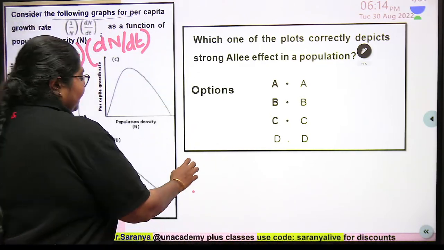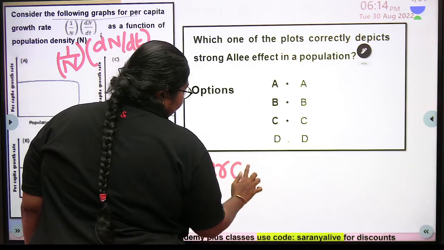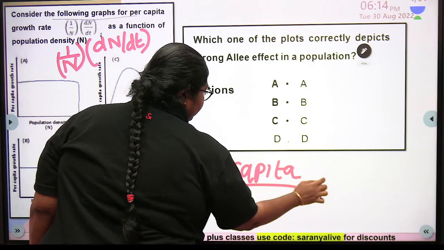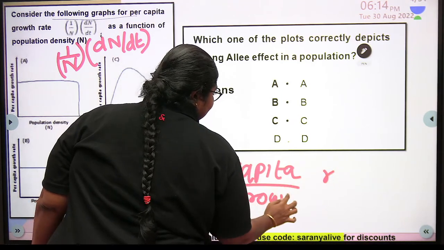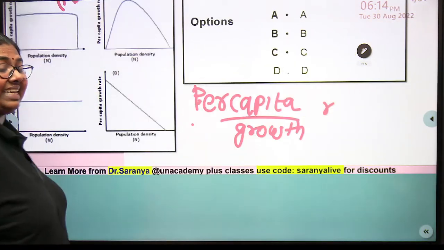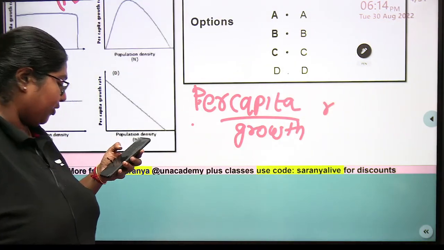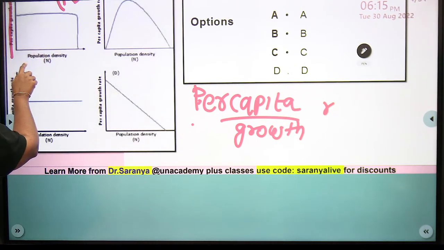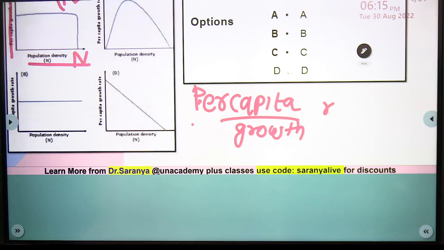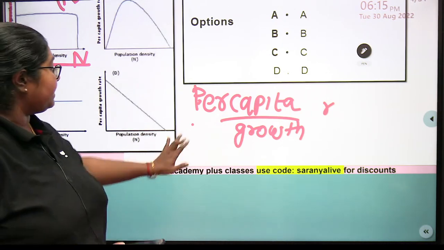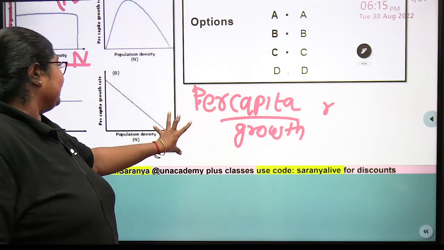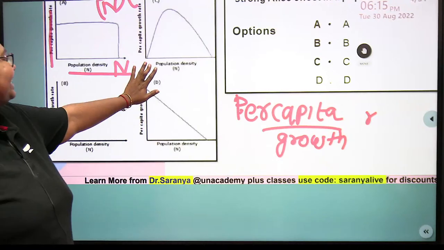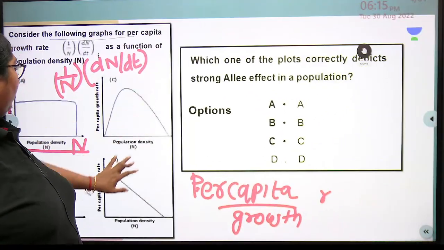Coming back here, what do you mean by per capita growth rate? Per capita growth rate is going to be your r. It is the intrinsic rate of increase, which is this r, and that is what is given on the Y axis. On the X axis, they have given N. What is N? N is the population density. Got it, everybody? Fantastic.